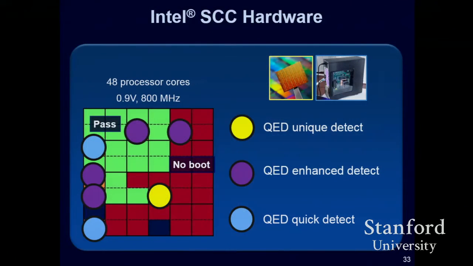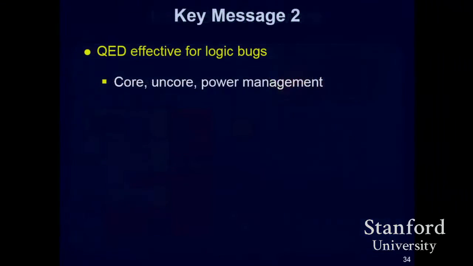Was this the only hardware? No. My Intel friends also brought in what Intel would call a single chip cloud computer, I think. It was a 48-core chip. You don't have to read through everything on this slide. Bottom line is the results are exactly similar to what I was showing before. Does this mean that this technique works only for electrical bugs? No, it also works for logic bugs, and I'm going to show you some examples of that.